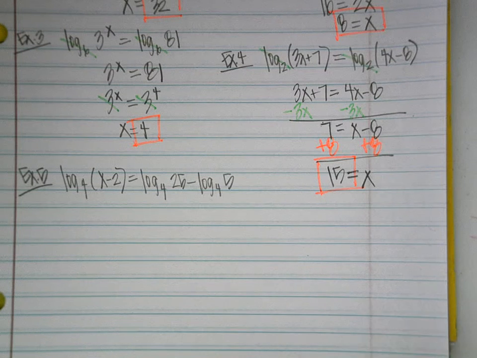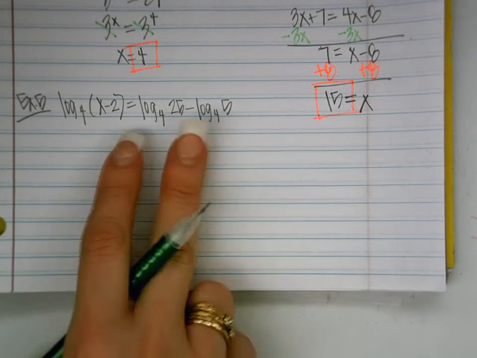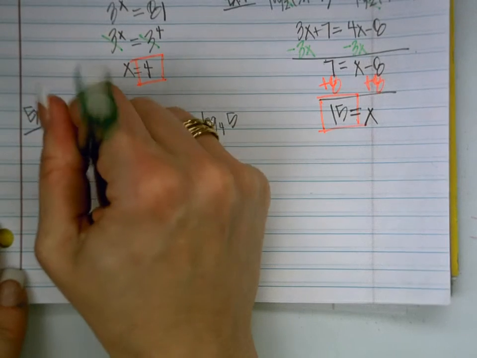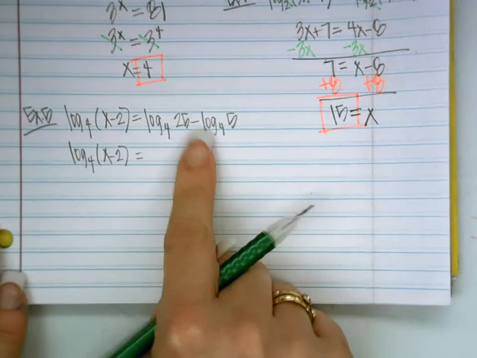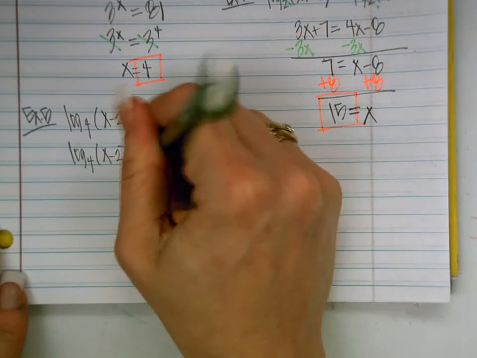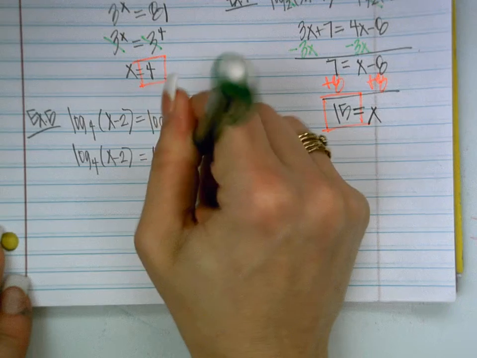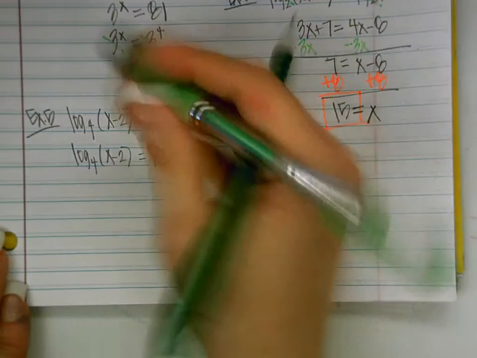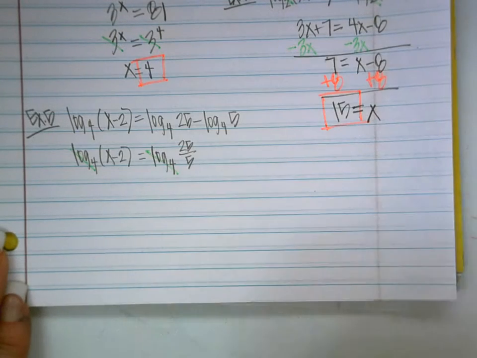For this one, is that completely condensed? No. Okay, you can only have one log base on each side. So how can I condense this? What does subtraction turn into? Division. Okay, subtraction turns into division because of the quotient rule. So this becomes log base 4 of 25 divided by 5. Then once you have one log base on each side, the exact same log base, drop those and you can set the parts equal.